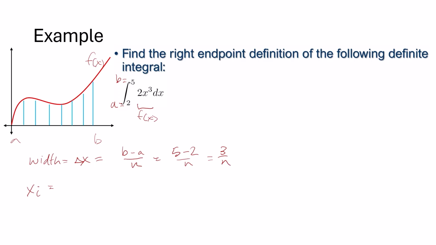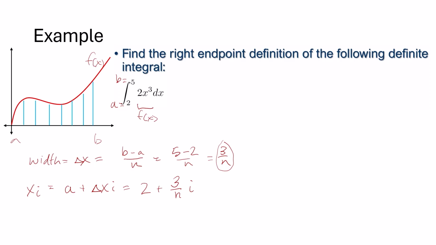For our height, we need our right endpoint, x i. Remember that we can start at our starting point, a, and then we need to add however many widths we need to get to our certain rectangle. So we need delta x times i. A is 2, and delta x we just calculated right here is 3 divided by n. So we get that our right endpoint is 2 plus 3 divided by n times i.